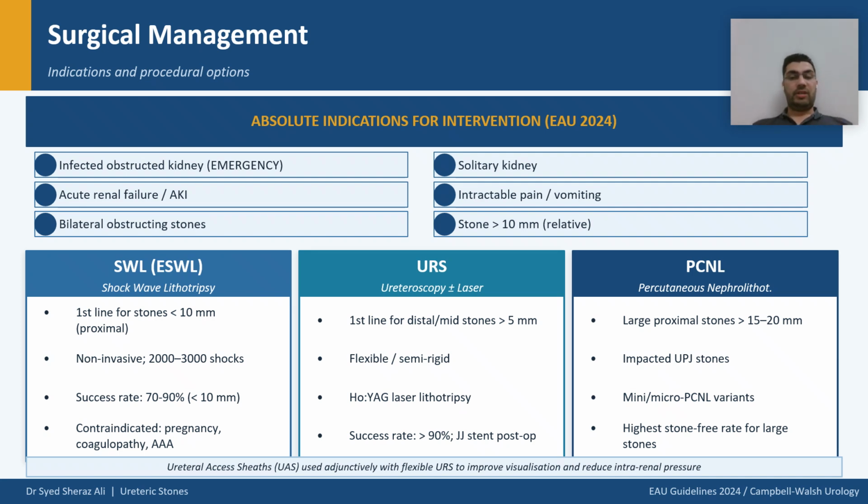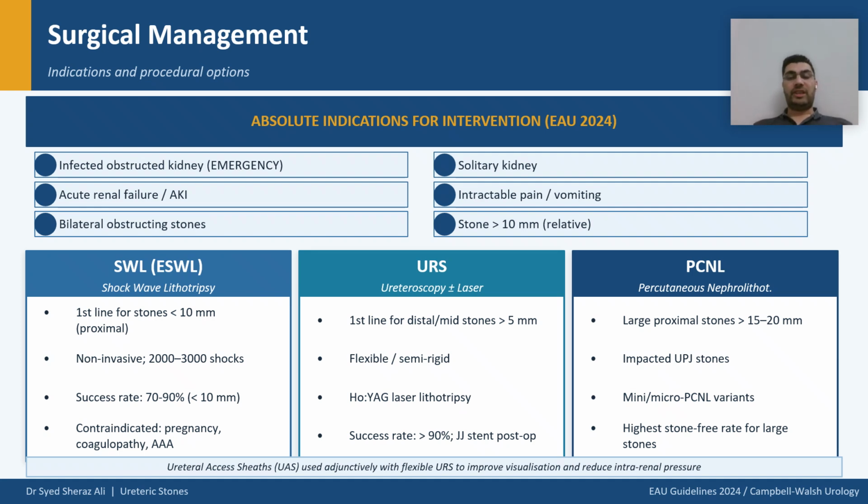The second one is ureteroscopy with laser lithotripsy. This is the workhorse of modern stone surgery. Semi-rigid or flexible ureteroscopes are passed up the ureter under direct vision. The Holmium YAG laser is used to fragment the stones. It is highly effective and safe. Success rate exceeds 90%, and a double J stent is typically placed post-procedure for a few weeks. URS is first line for most distal and mid-ureteric stones greater than 5 mm.